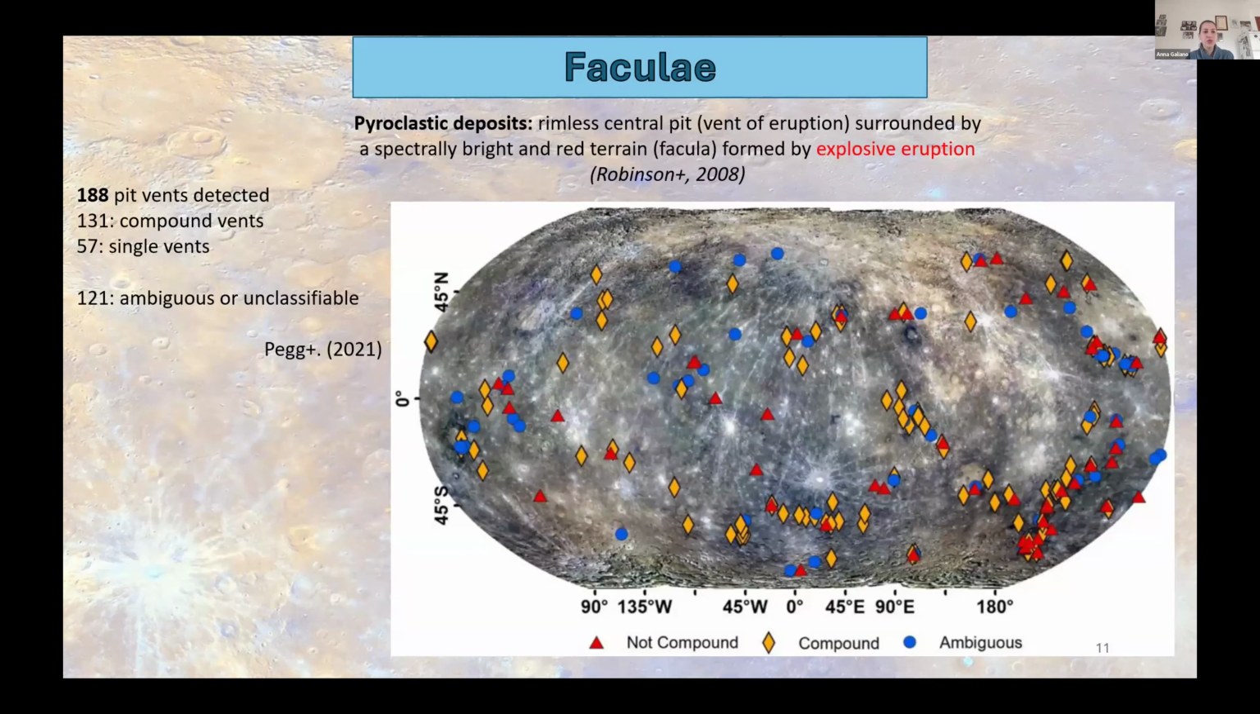And this is the distribution of the pits from the work of Pegg 2021. They detected 188 pit vents, and among these, 131 are compound vents, 57 are single vents, and now I will talk about these 2 different vents. And 121 are ambiguous or unclassifiable because the data analyzed were not enough or did not have sufficient resolution to better discriminate their nature.